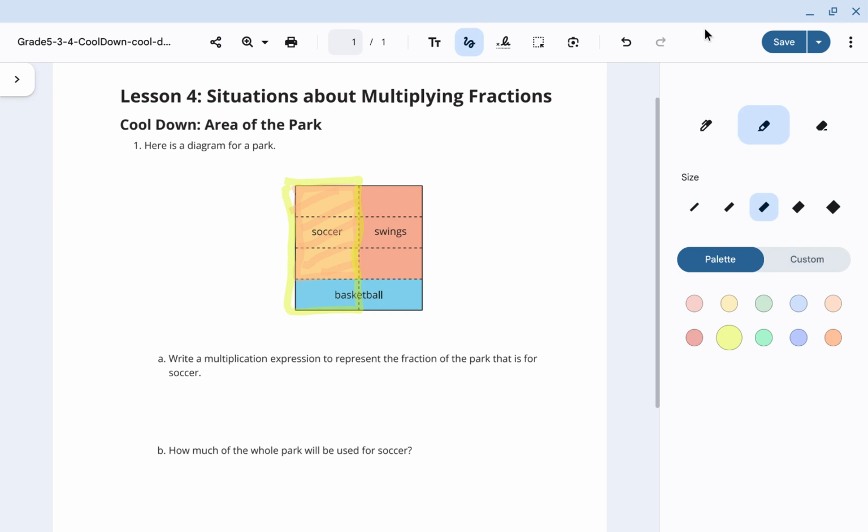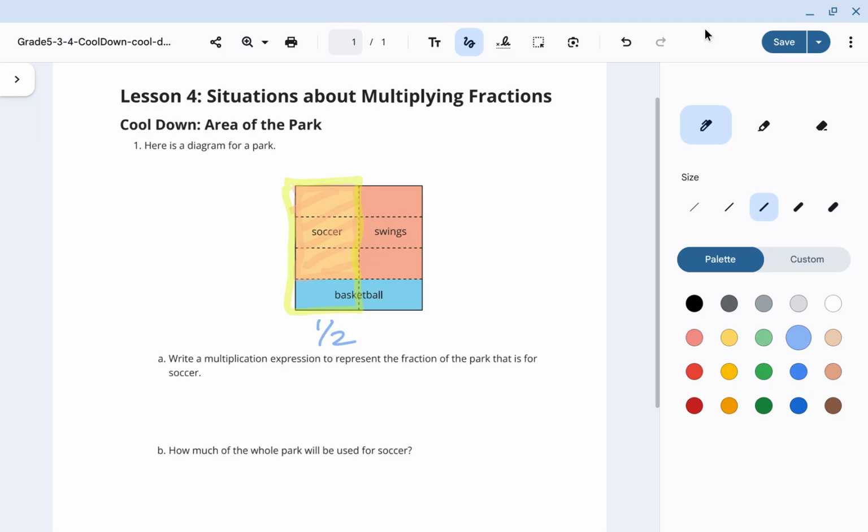So first of all, one thing I notice, and I can go ahead and note, is that soccer is in this one half of the park. Now, when I look at soccer specifically, what fraction of this half of the park is taken up with soccer? Well, soccer takes up 1, 2, 3 of the 4 sections that are in this half of the park.